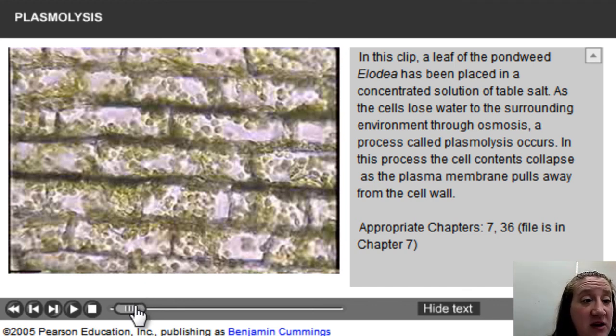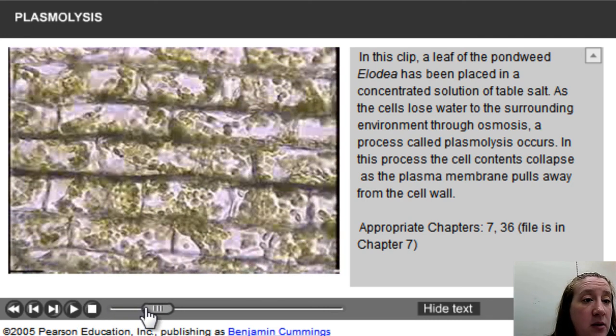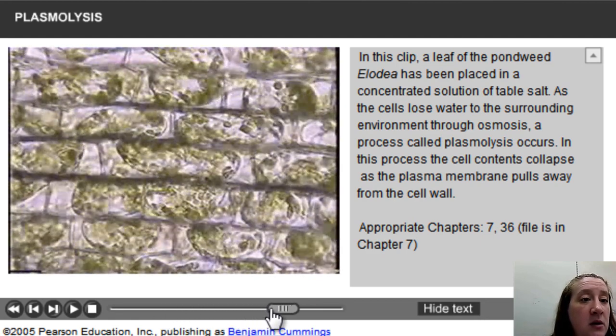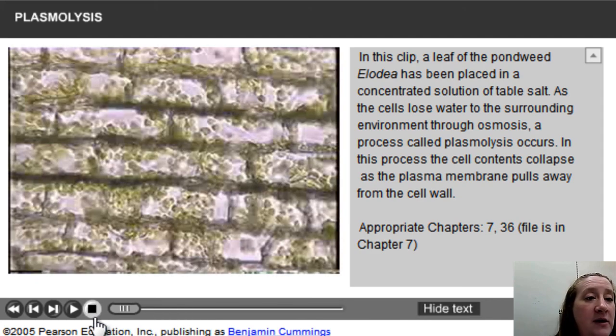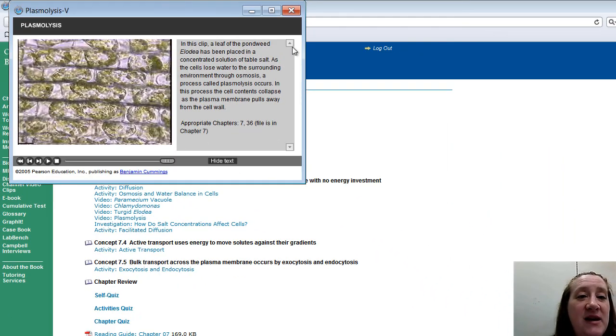Now I'm going to do this really fast at the end, and you can see what it looks like when it goes really fast, and you can see it kind of pull in. Look at that. Pulling, pulling, pulling. There you go. There's the plasmolysis, the membrane has shrunk all the way in from the beginning. Regular cell, plasmolyzed cell. All right, guys, have a good day.